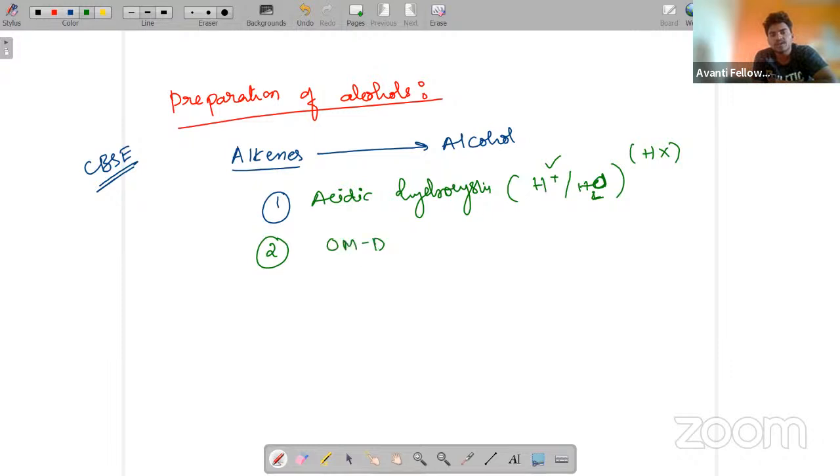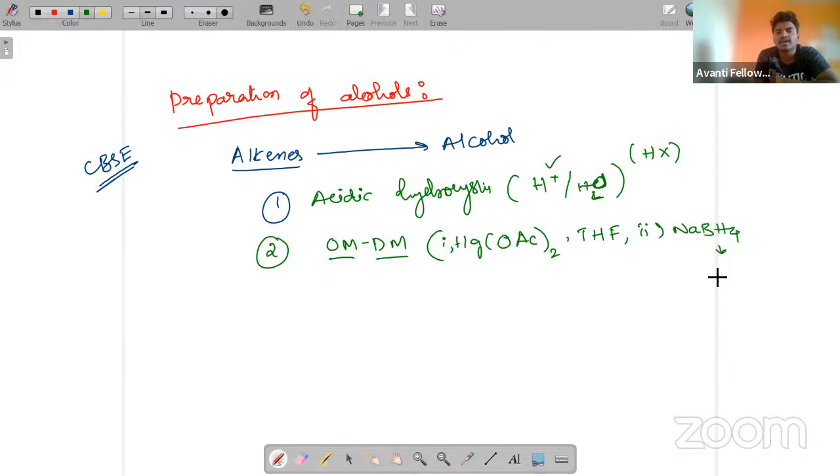What is OMDM? Oxymercuration and demercuration. How is it going to be useful, guys? It uses HgOAc, mercuric acetate, in the presence of tetrahydrofuran, and it is actually a two-step reaction. The second step uses a reducing agent, that is NaBH4, where you will get an alcohol from here. H2O will also be present along with the tetrahydrofuran.